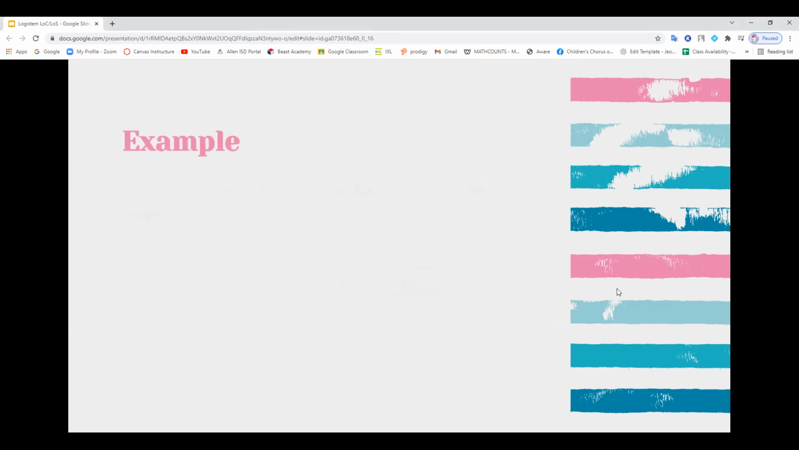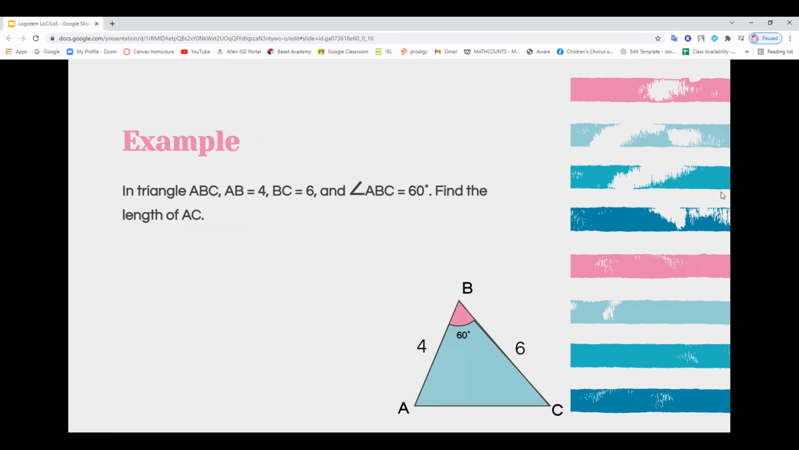Let's try an example. So we have in triangle ABC, AB equals 4, BC equals 6, and angle ABC equals 60. Find the length of AC. I'm going to give you guys a minute or two to try and solve this, but I'll give you a diagram here just to help. Once you get an answer or any sort of idea, just privately message me in the chat.